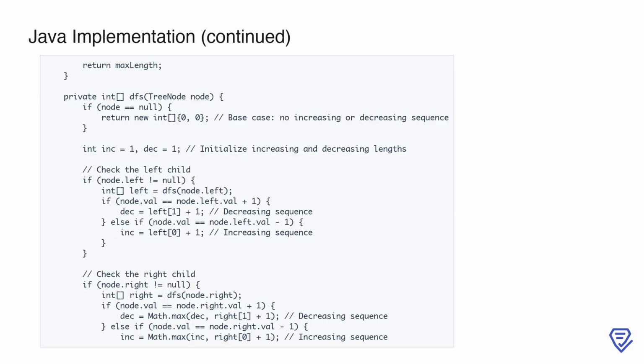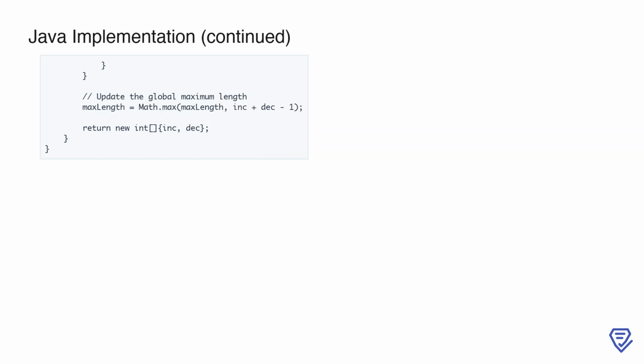To explore the left child, we check if it exists. If it does, we recursively call DFS on the left child and analyze its value relative to the current node. If the left child's value is 1 less than the current node's value, it forms a decreasing sequence, and we update dec accordingly. On the other hand, if the left child's value is 1 more, it forms an increasing sequence, and we update inc. We then perform a similar check for the right child.